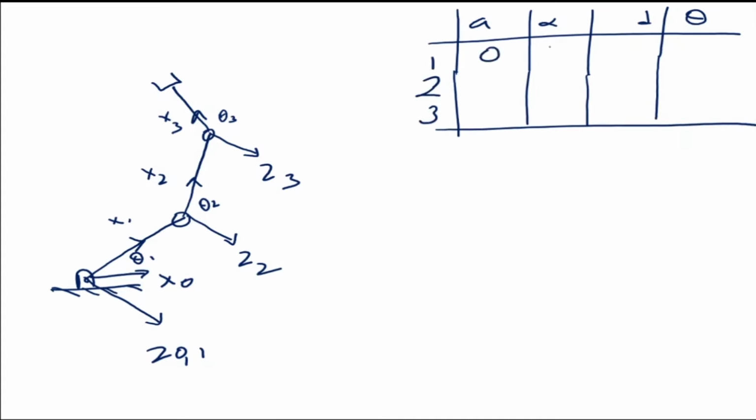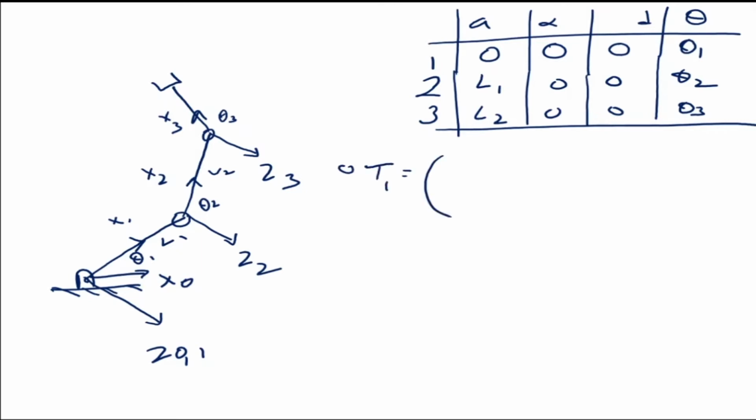So it is 0, 0, 0, theta 1. The link length is L1 here, and this is L2: L1, 0, 0, theta 2, and L2, 0, 0, theta 3. Now I'm going to find the transformation matrices which relate the third frame with the 0 frame, and we have seen the 3 matrices come out of this form. T0 to 1 is given by cos θ1, minus sin θ1, 0, 0; sin θ1, cos θ1, 0, 0; 0, 0, 1, 0; 0, 0, 0, 1. This is the first one.